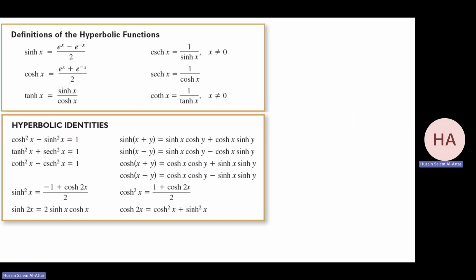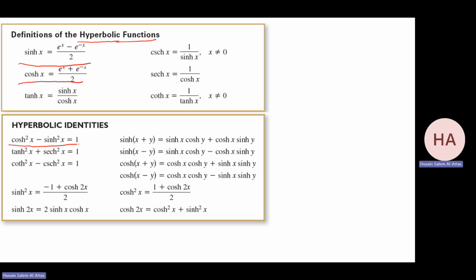What we have are these functions. Sine hyperbolic is e to the power x minus e to the power minus x over 2, and cosine hyperbolic is e to the power x plus e to the power minus x over 2. These are new functions. They call them hyperbolic functions. Why do they call them hyperbolic functions?